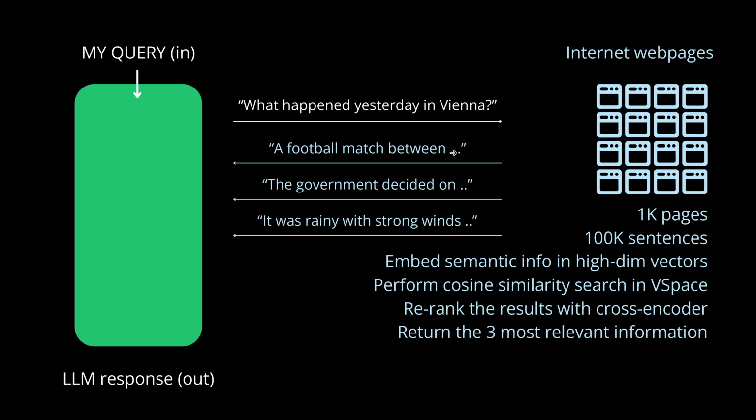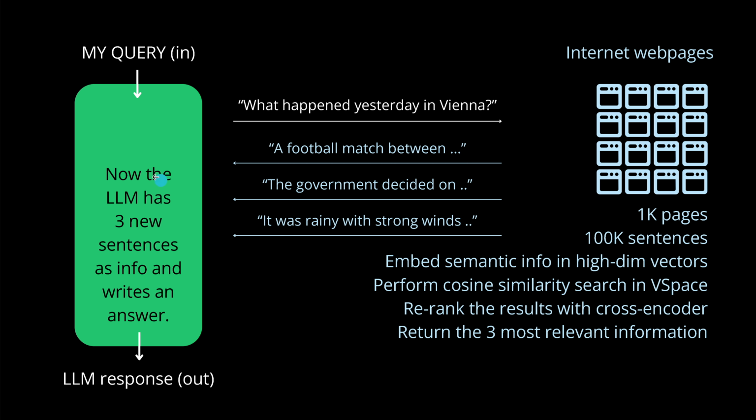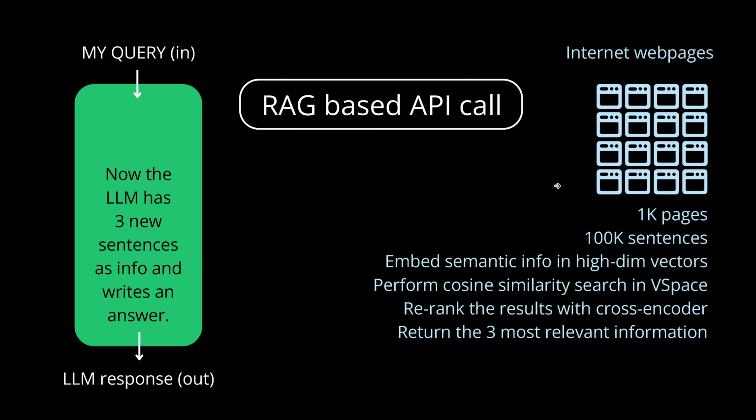If you have a larger context window, more than 4K for example, you get three big paragraphs back. They are fed in, and now the LLM has three new sentences of RAG-based information and writes an answer. This is RAG. Remember, with all that comes back, we still have our, let's say, 4K context window. It doesn't change at all with RAG. Great.